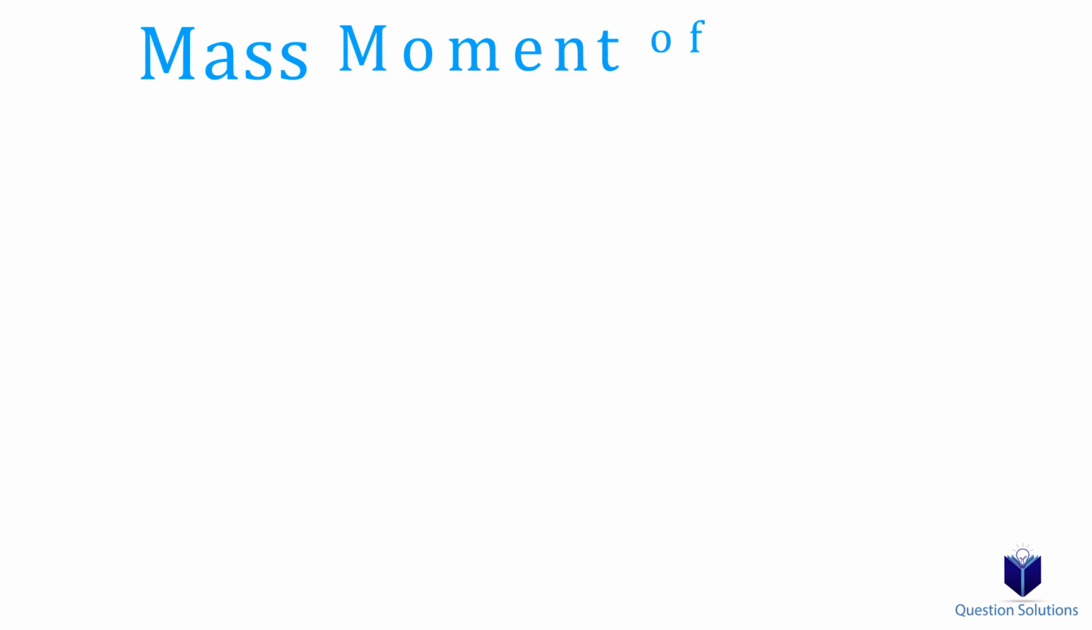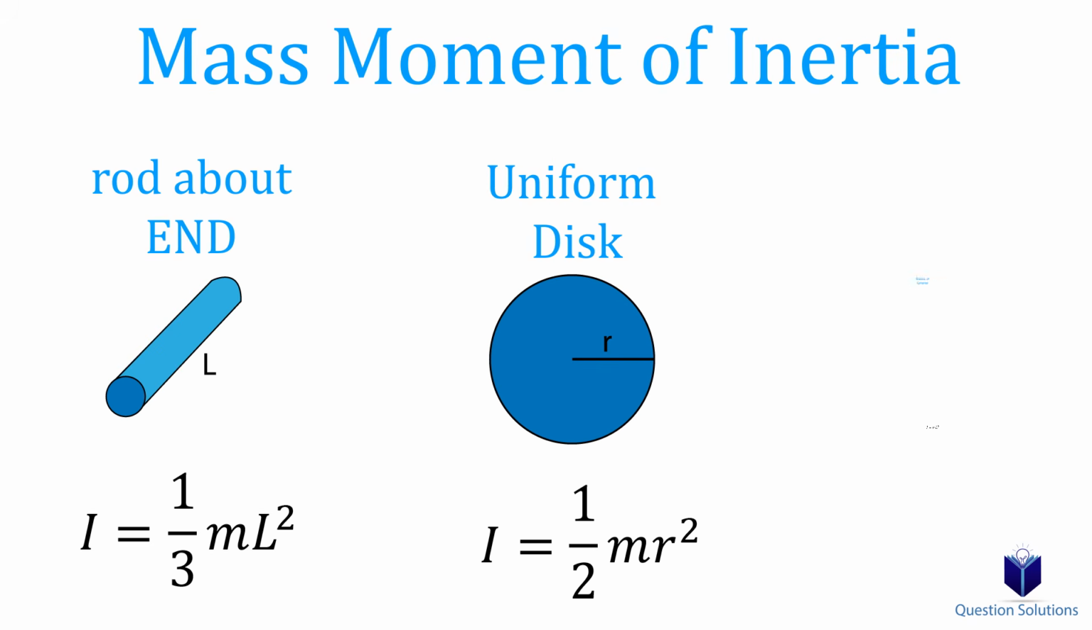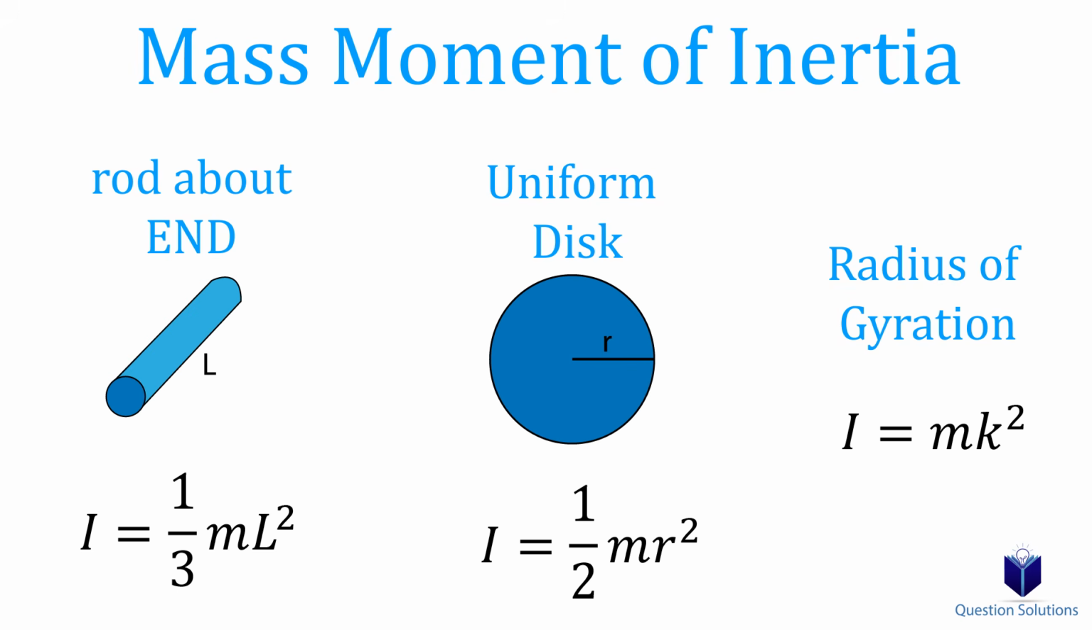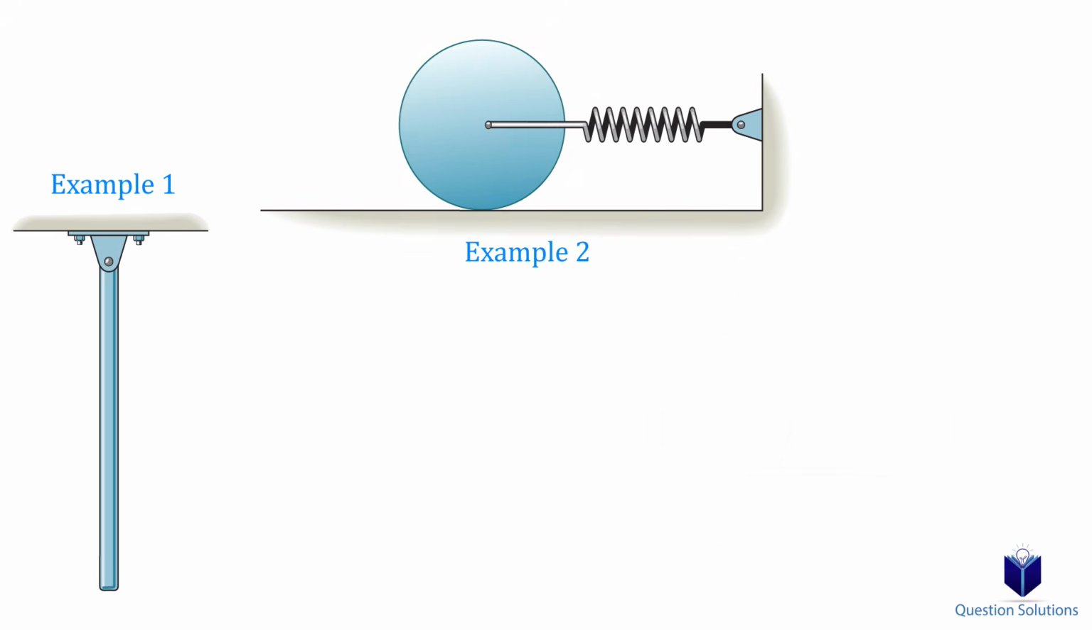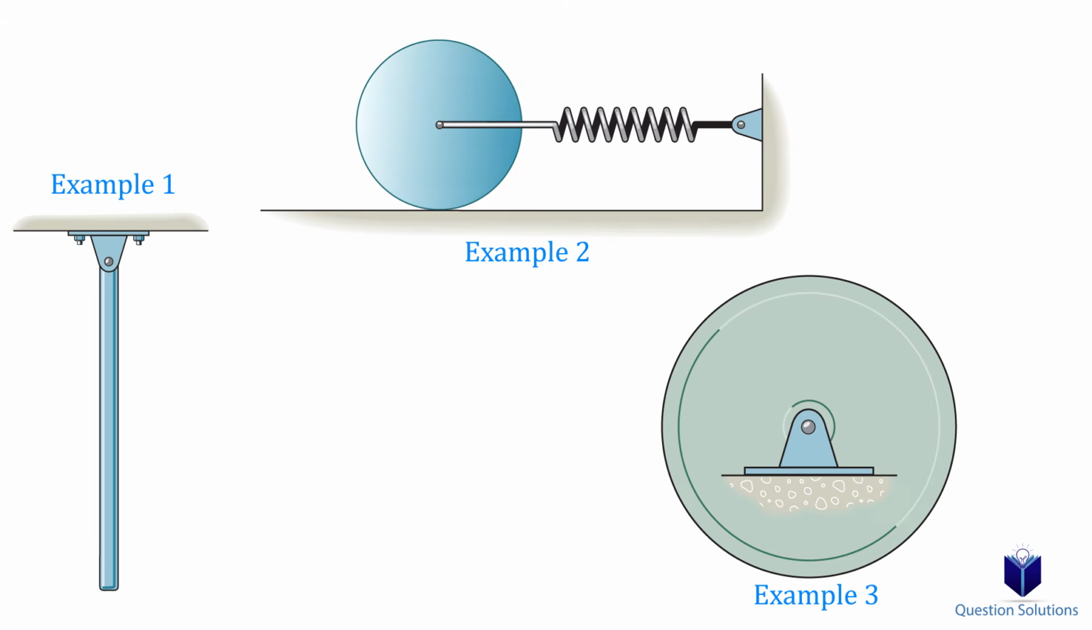For some questions, you need to figure out the mass moment of inertia for objects. I show some formulas here, but you can find many more online by searching for them. Now let's get started with some examples to see how and when to apply the equations we talked about.